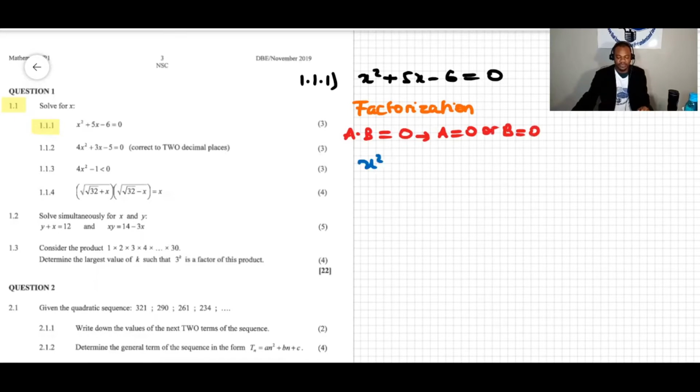Because we have x squared plus 5x minus 6 is equal to 0, we're going to look at the leading coefficient of the equation. The leading coefficient is the coefficient of x squared. It is just 1. So when the leading coefficient is 1, we can just write x in the brackets like this, equal to 0. Then we're going to consider the constant term, which is -6.